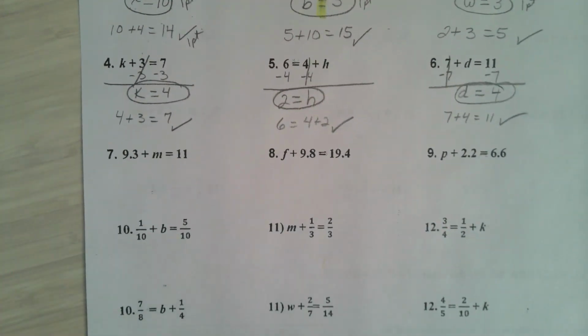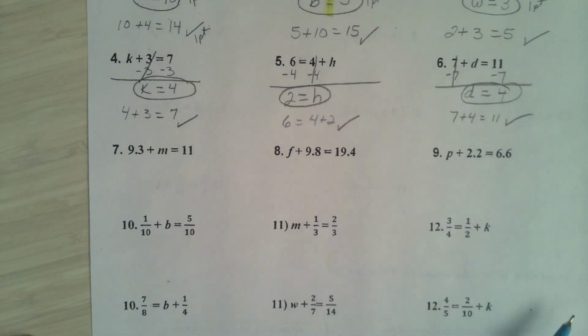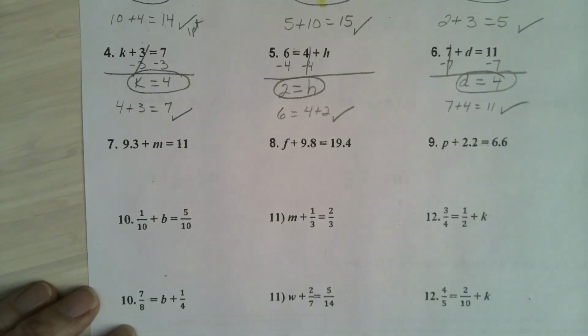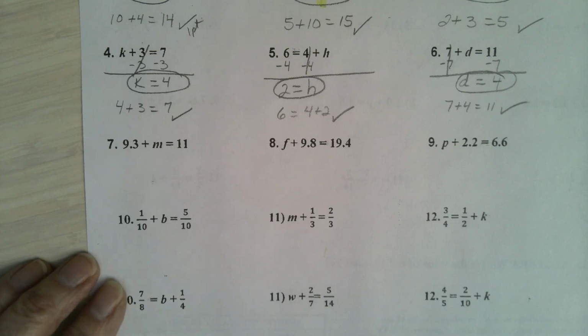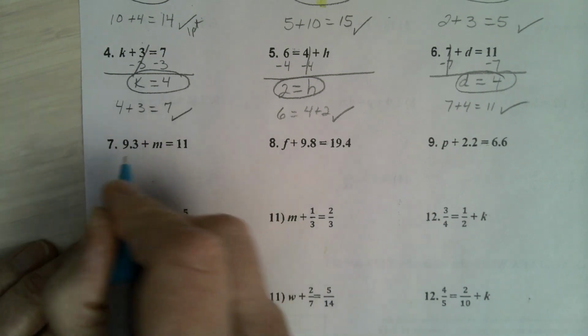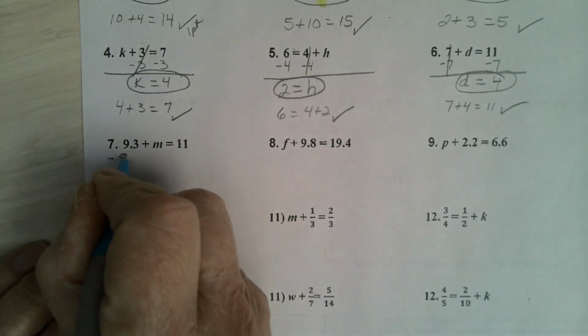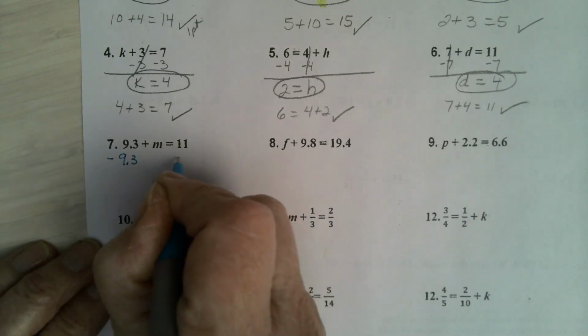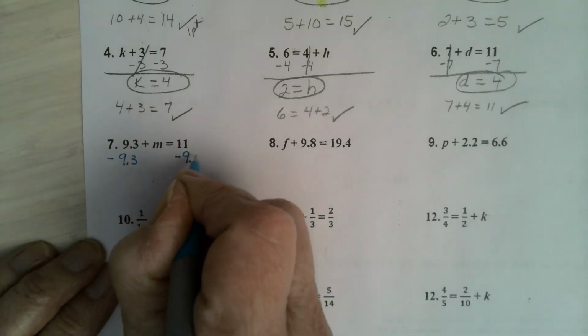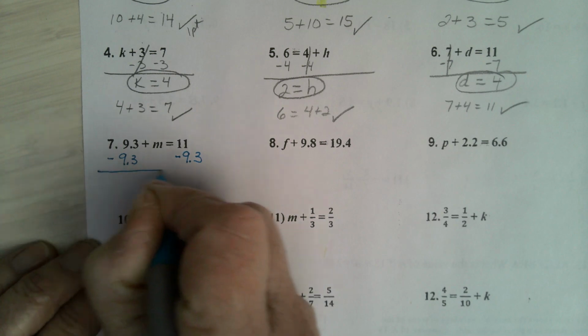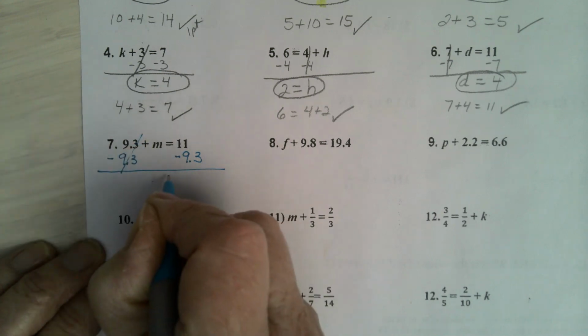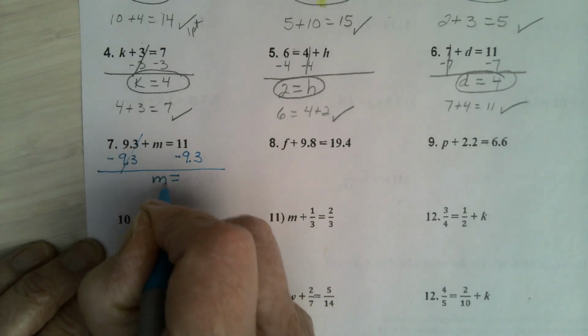In problem number 6, it's the same thing, but you have to line up your decimal points. Remember that? Now, in problem number 7, to undo adding 9.3, minus 9 3/10. Minus 9 3/10. Put an equal sign. M equals.